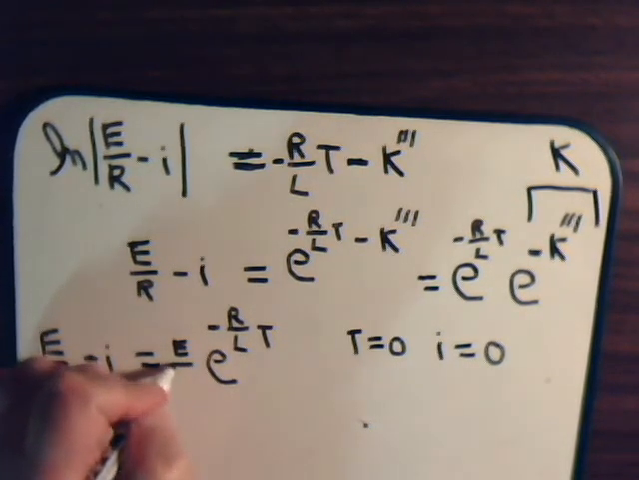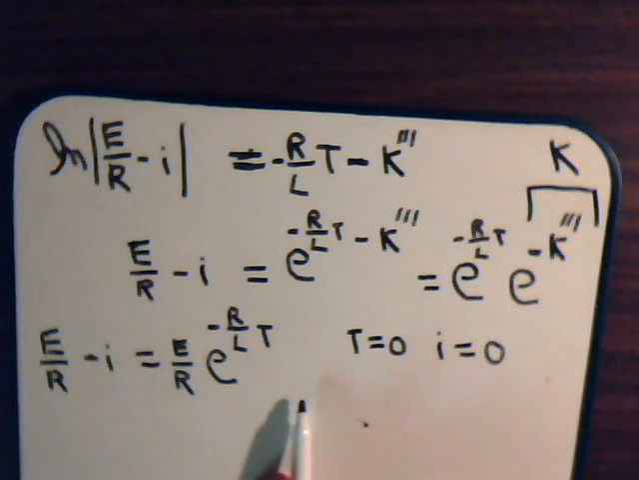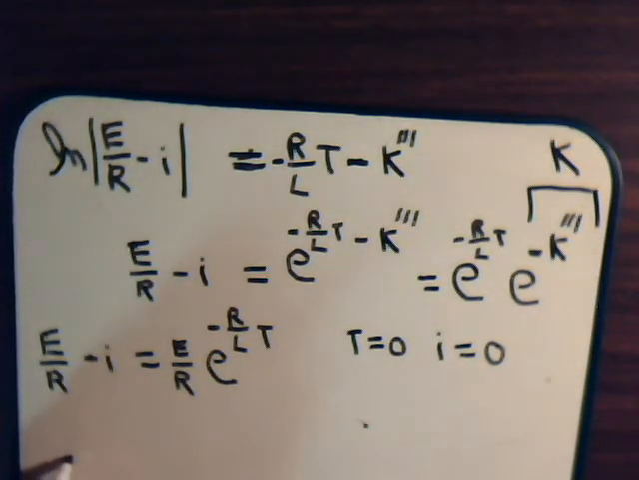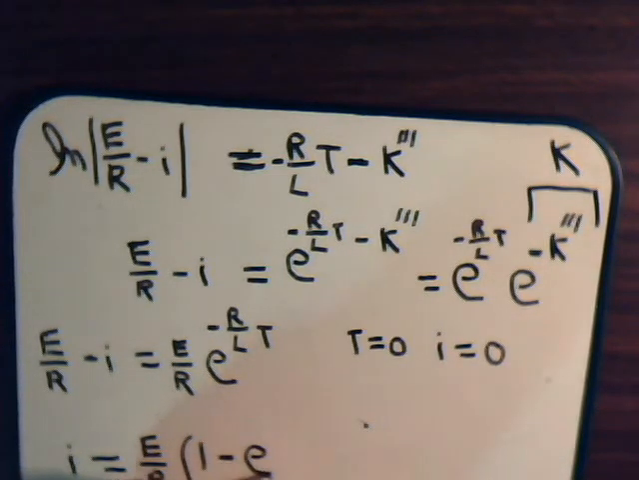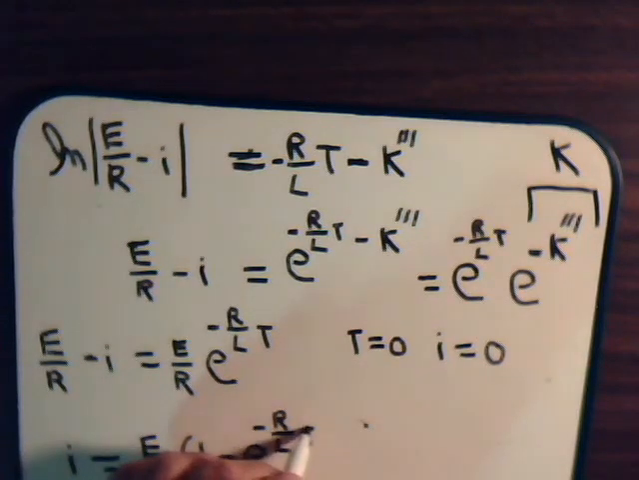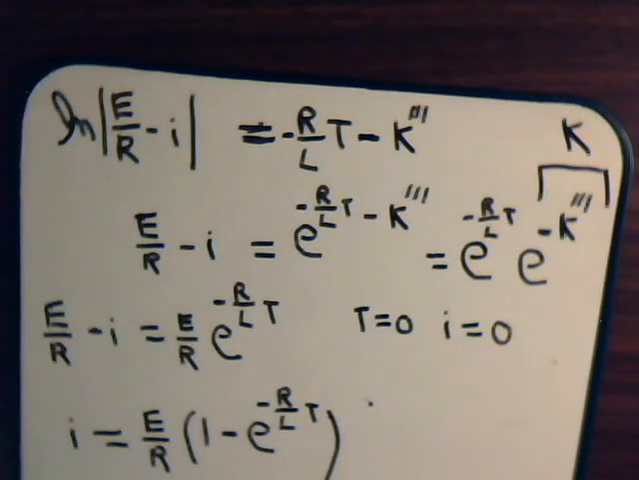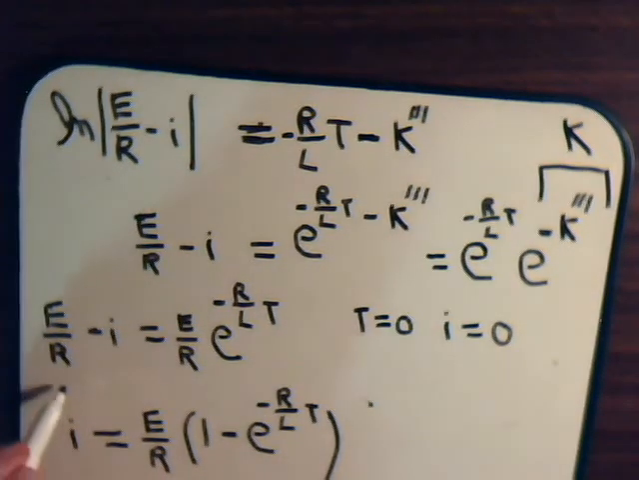And now we're one step away from getting our equation for I. Take I over here, and I will equal E over R times 1 minus e to the minus R over L times t. And there then is our equation for the current that goes through the coil.